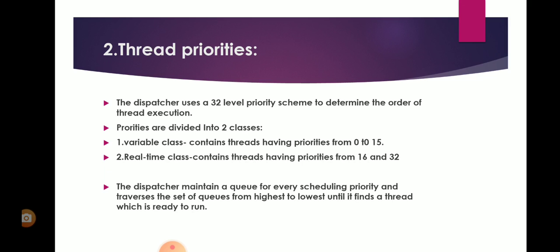Second responsibility is thread priorities. The dispatcher uses a 32 level priority scheme to determine the order of thread execution. Priorities are divided into two classes, variable class and real-time class. Variable class contains threads having priorities from 0 to 15. Real-time class contains threads having priorities from 16 to 31. The dispatcher maintains a queue for every scheduling priority and traverses the set of queues from highest to lowest until it finds a thread which is ready to run.